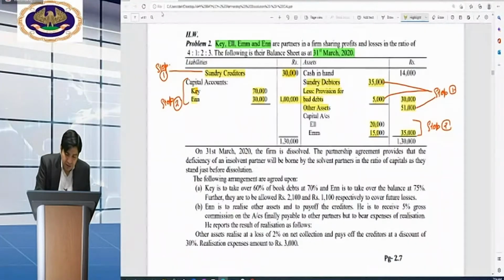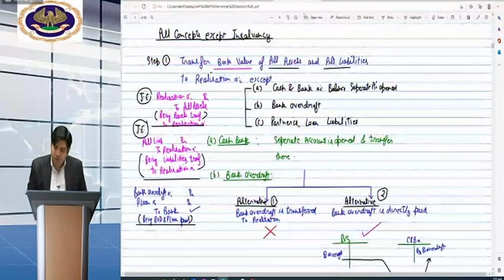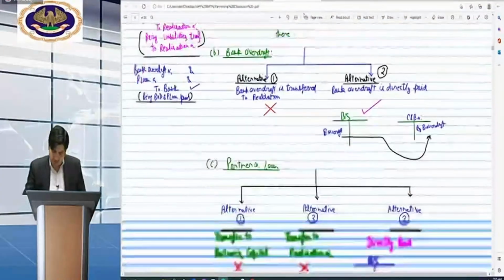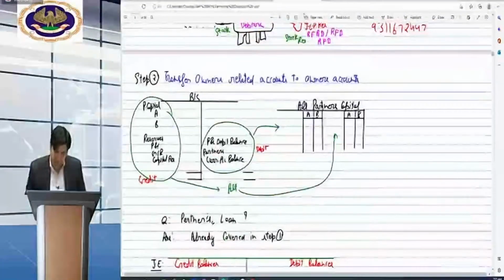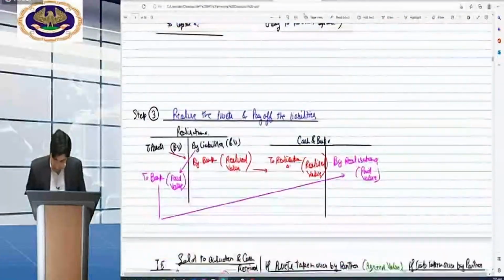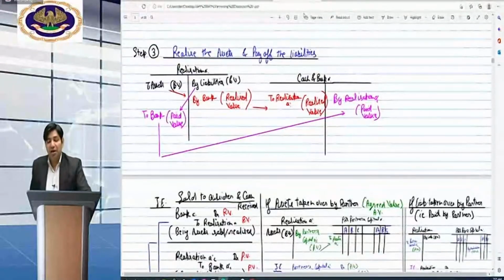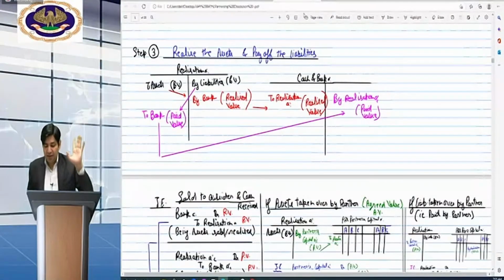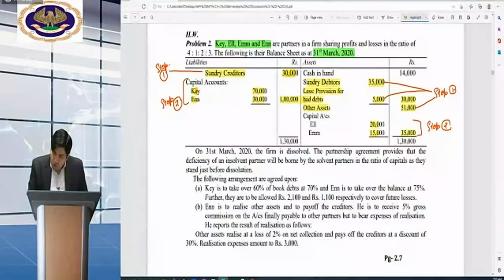Now we are moving to step number 3. What was step number 3? Oh sir, we have forgotten. Beta, step number 2 is this one, and step number 3 is this one: realize the assets and pay off the liabilities. So now we have to read the question further. On 31st March 2020, the firm is being dissolved.